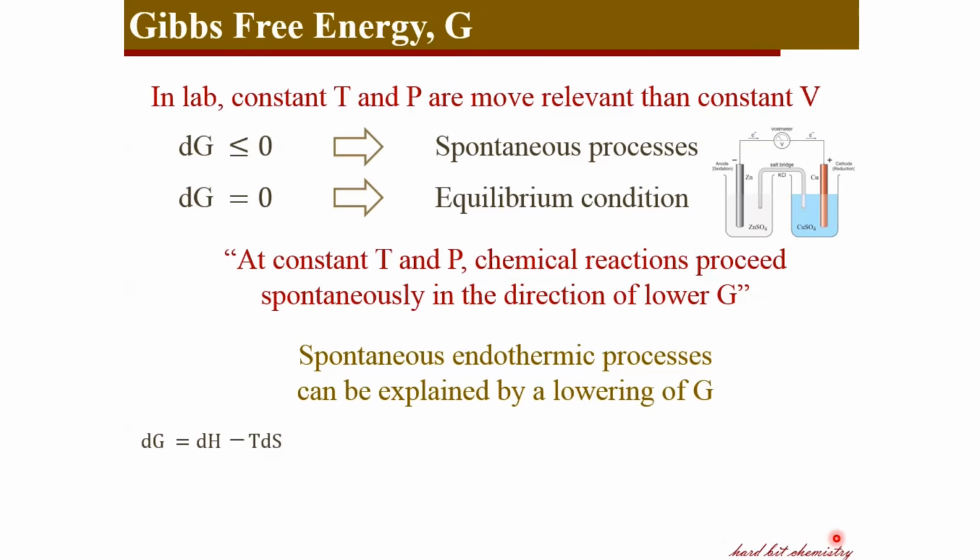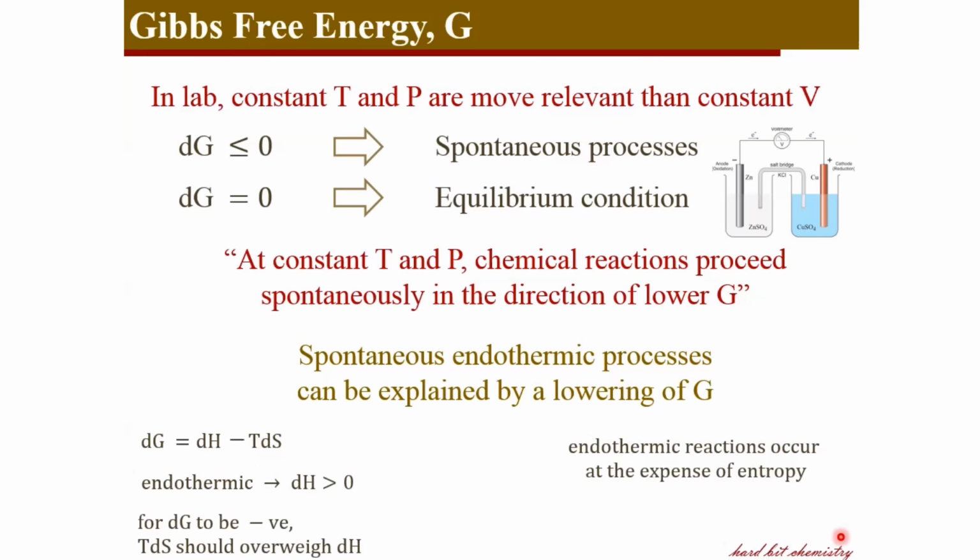We have the Gibbs free energy by definition like this, and for an endothermic process we know the enthalpy change is positive. Therefore, in order to have dG negative, that is less than 0, this equation says that the TdS term should outweigh the dH term. That means the entropy, the dS term, has a strong contribution to the process, or the process occurs at the expense of entropy. So during an endothermic process, there is a decrease in entropy.